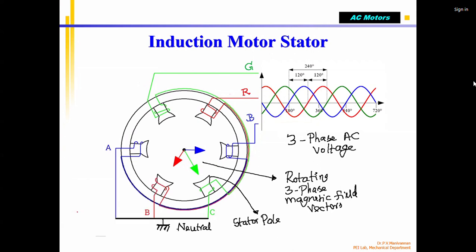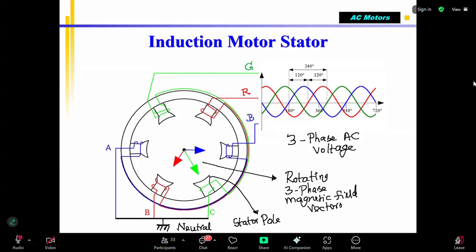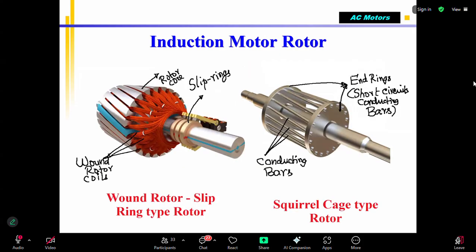Take this picture. In an induction motor, the stator is given a 3-phase voltage like this. There are different pole pieces. The R, G, B coils, the stator windings, are wound over diagonally opposite poles and supplied with the voltage. Then the next important part is the induction motor rotor.